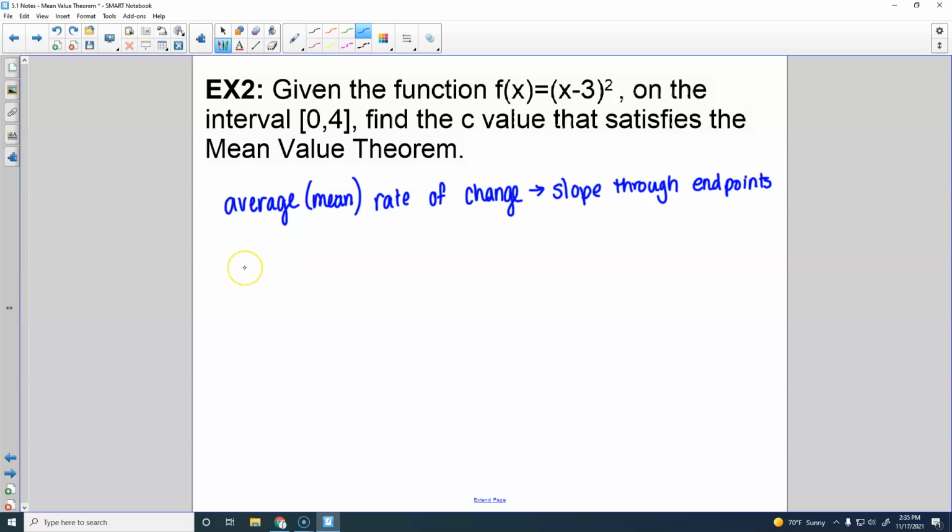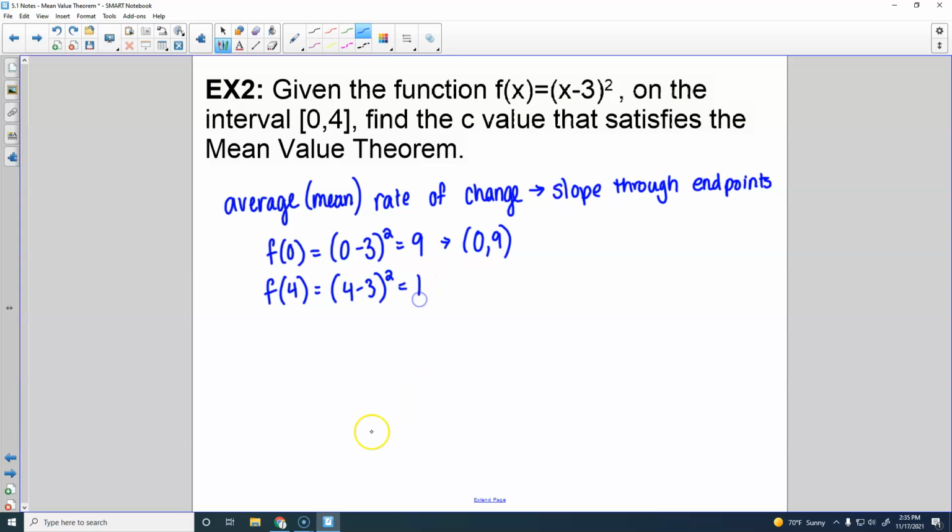So I need to find that average rate of change first. So I would find f of 0, which would be 0 minus 3 squared, which is negative 3 squared, which will give me 9. So one of my endpoints is (0, 9). And I would find f of 4. So 4 minus 3 squared would be 1 squared, which is 1. So I would get (4, 1).